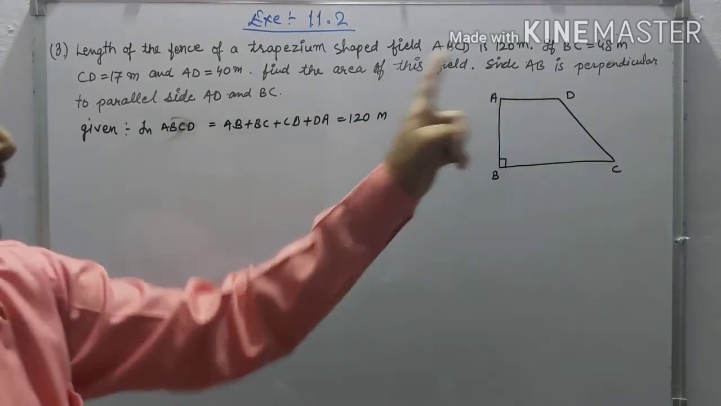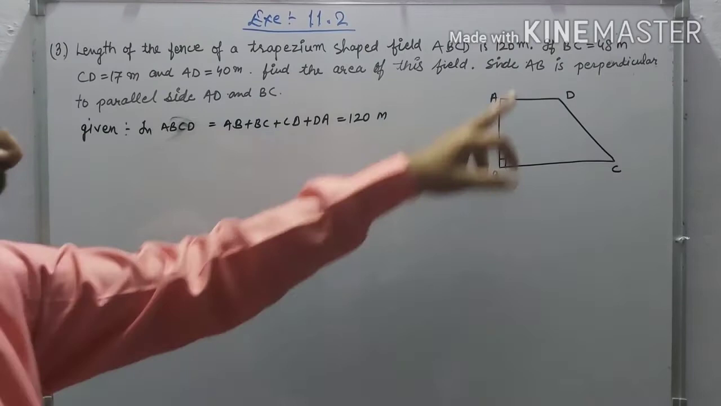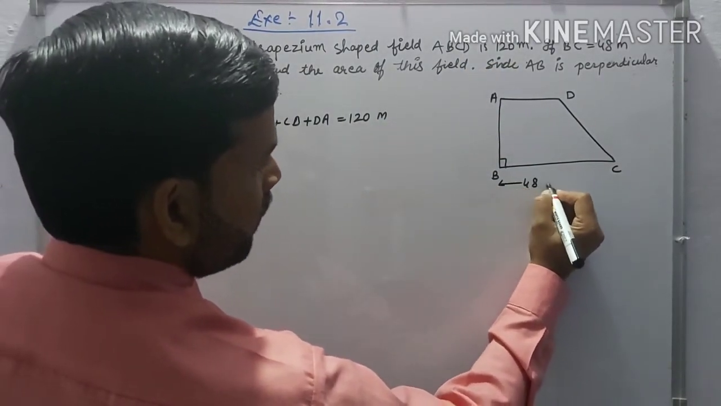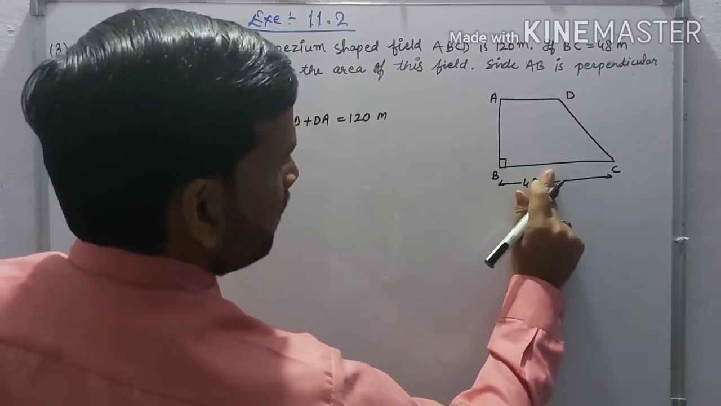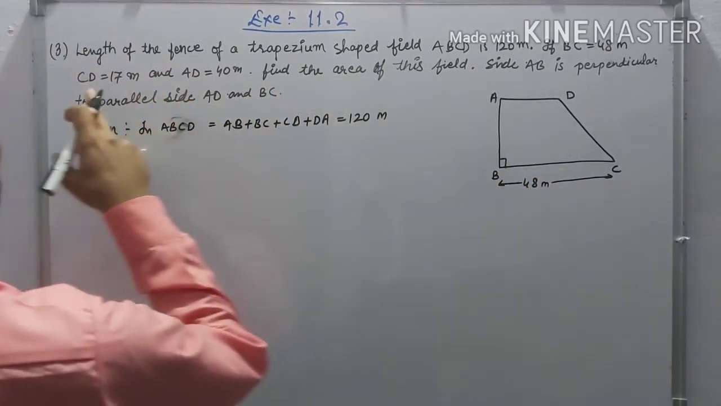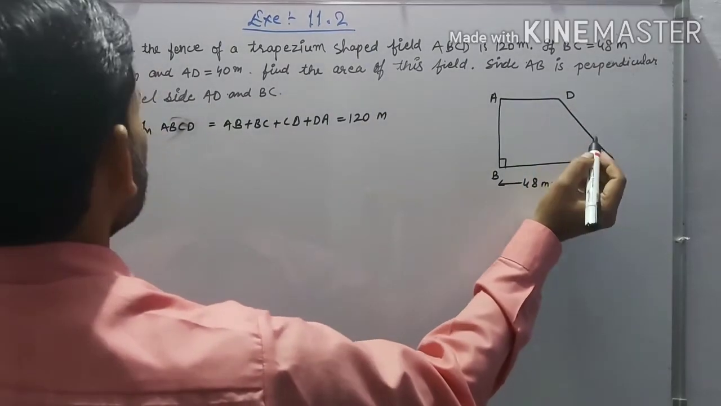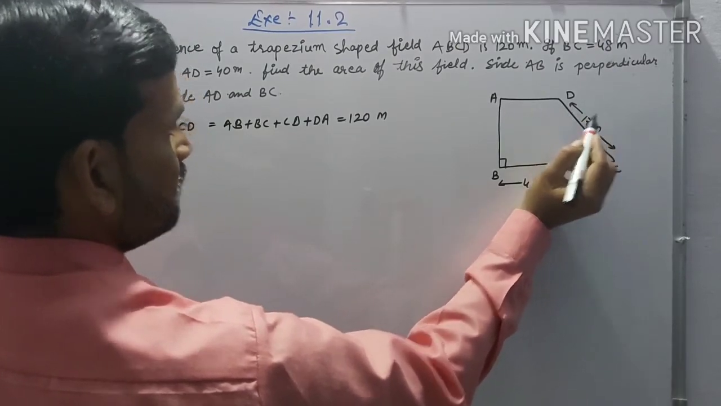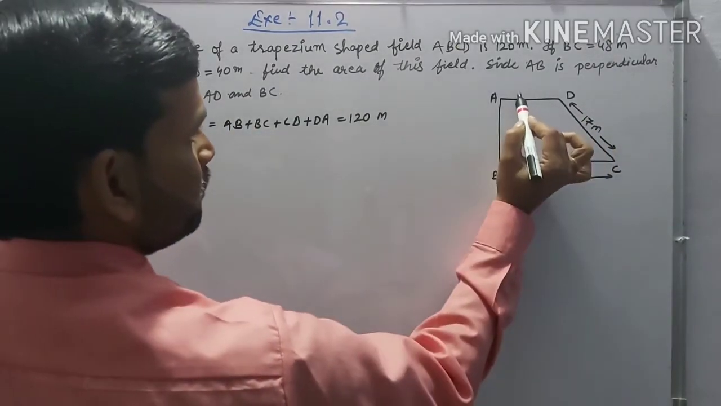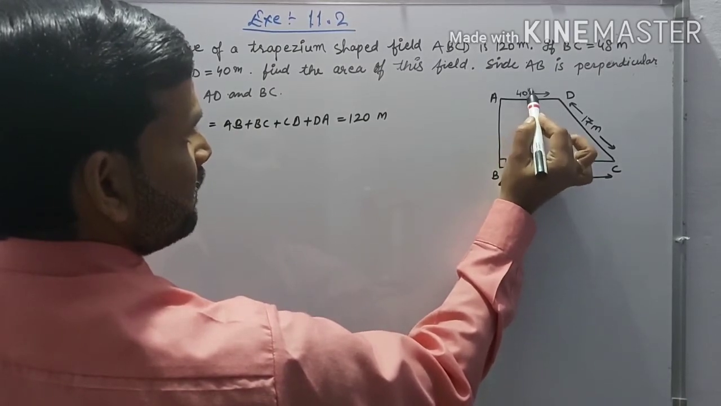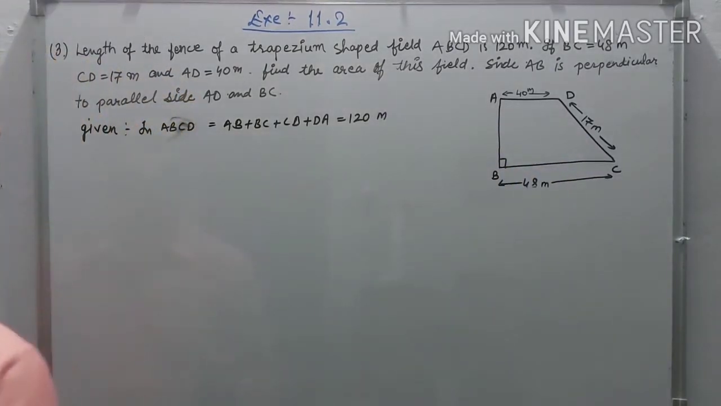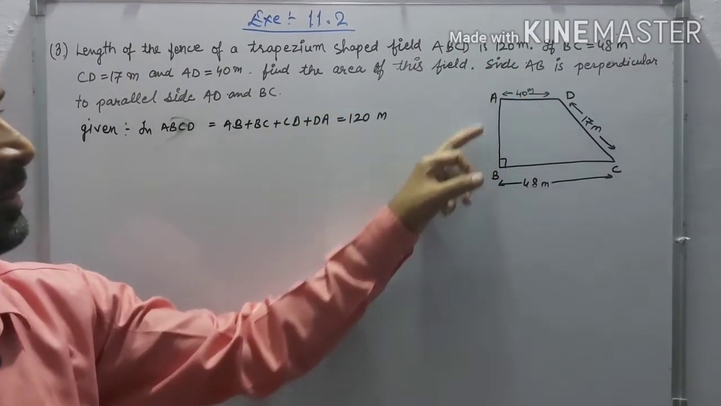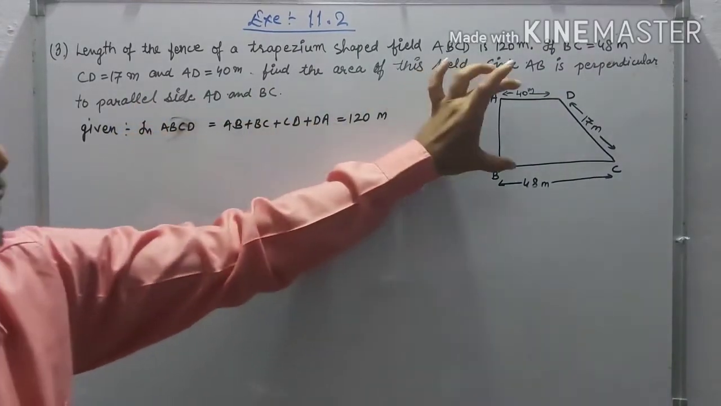Fence all around. Now BC is 48 meters, the length from B to C. Next, CD is 17 meters, and AD is 40 meters, and find the area of this field. And AB is perpendicular to both sides.